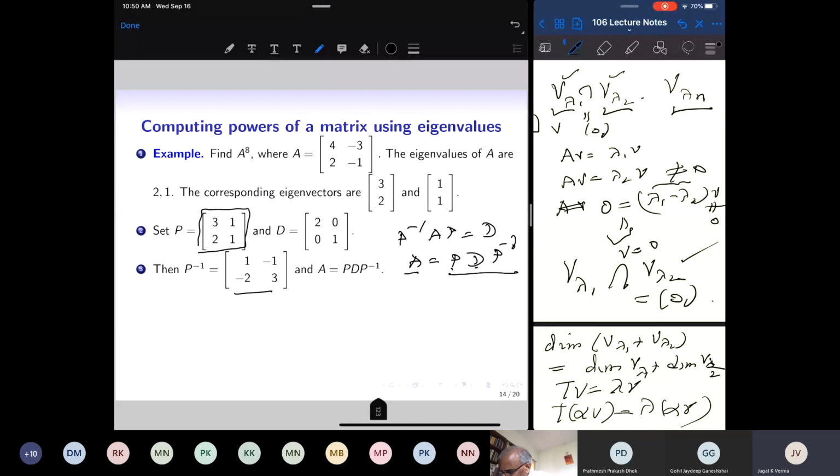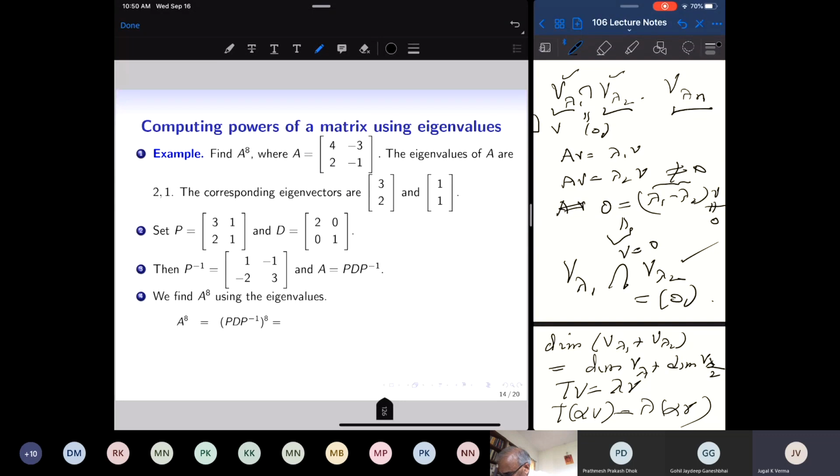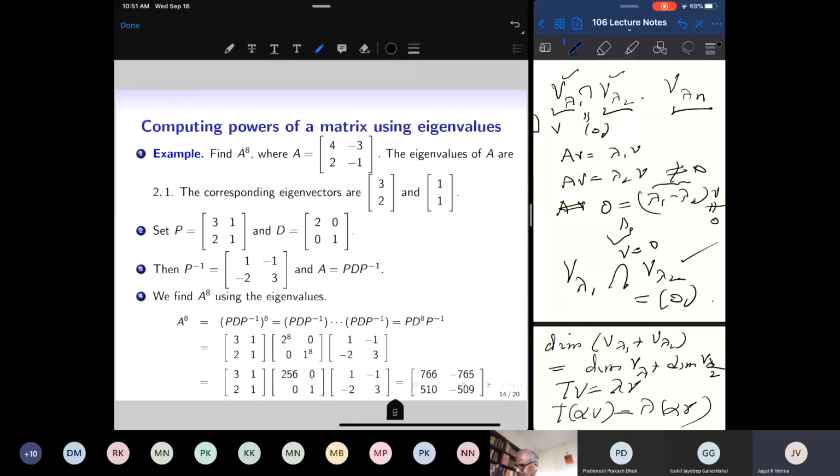Now finding powers is an easy matter. Let us find A to the 8th. Because A is equal to P D P inverse, this is the 8th power, and now we juxtapose these 8 factors. Each P inverse gets cancelled by the next P, so I just get P D to the 8th P inverse. Finding the 8th power of a diagonal matrix is an easy problem. Just take the 8th power of the diagonal entries and multiply, and I get this.